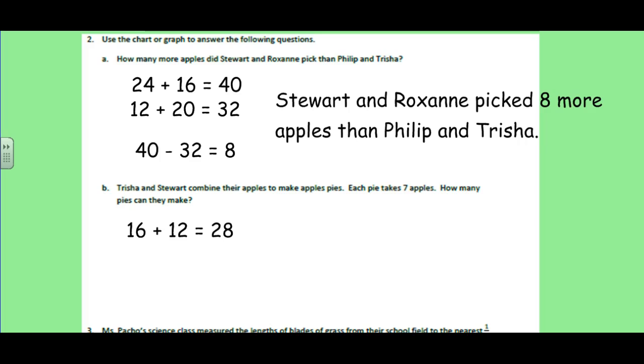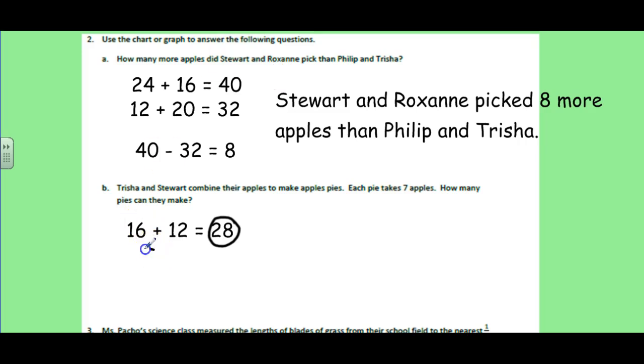Okay, so you should have added 16 plus 12, and that tells us that Trisha and Stuart have 28 apples altogether. So now we're coming to the second part of our problem because this is more than one step. It says each pie takes 7 apples. How many pies can they make? So you should be thinking of division right now because this right here is the total. We have the total amount of apples. We know that there's 28 apples, and we know that each pie takes 7 apples.